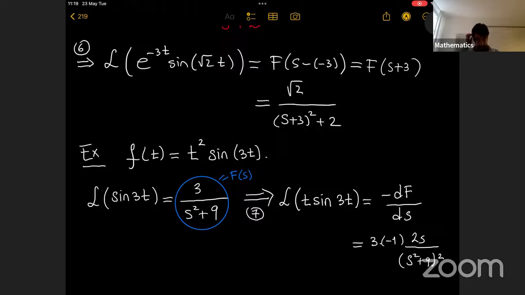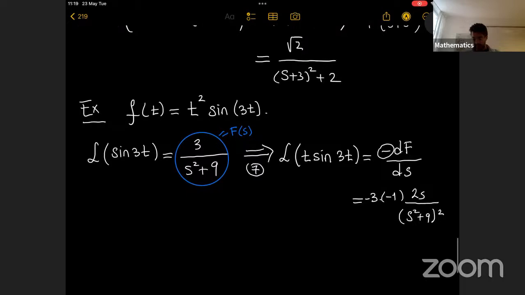And there is also a minus sign here, with the minus sign, right? This one. Okay, so we get that basically, 6s over (s squared plus 9) squared.